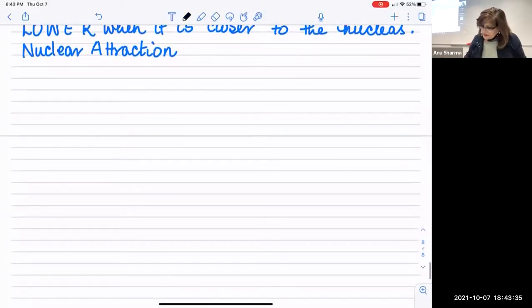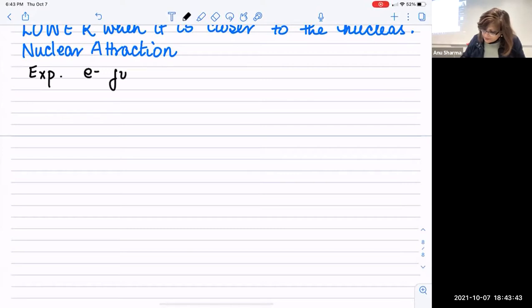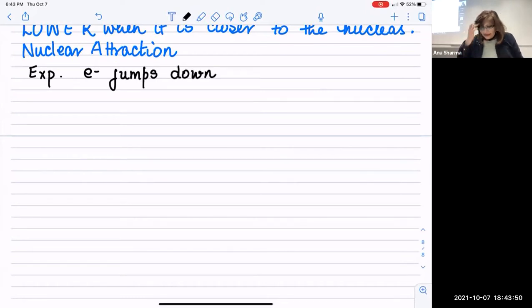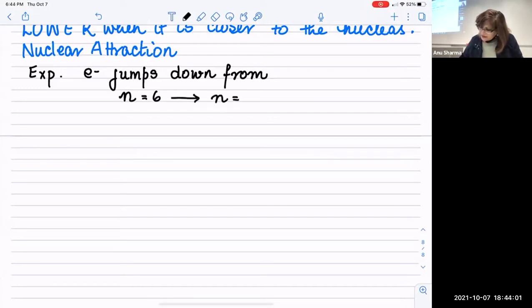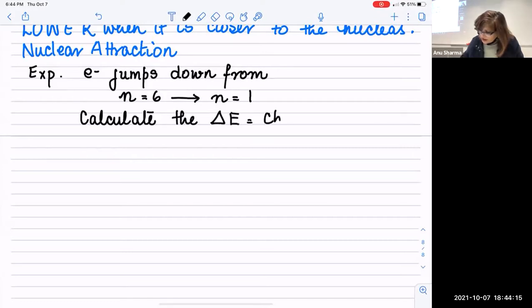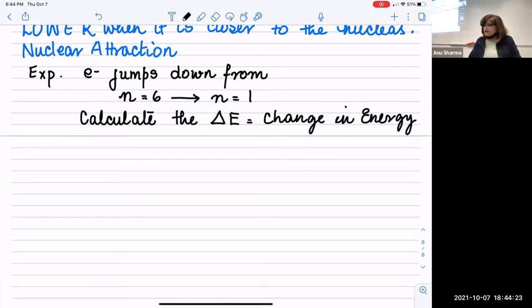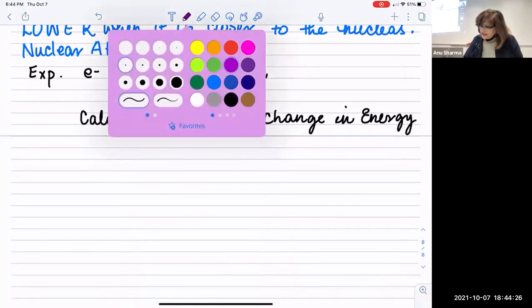Okay, now look at this example, this problem. An electron jumps down from a higher to a lower energy level, from energy level 6 to energy level 1. Then calculate the delta E, which is the change in energy. How much energy is released when the electron jumps from a higher energy, which is the number 6, to a lower energy?